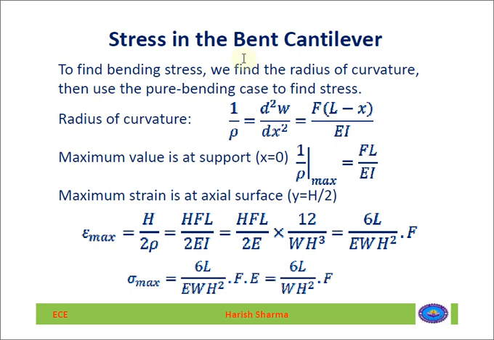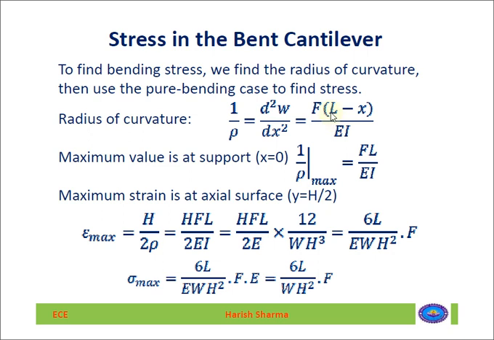Now we will calculate the stress in the bending cantilever. To find the bending stress, we will first find the radius of curvature, that we have already discussed in the previous lectures. That is, 1 by rho equals d square w by dx square, that is minus M upon EI. Instead of M we can write F into x minus L upon EI. Because of the minus sign we will get F into L minus x upon EI.